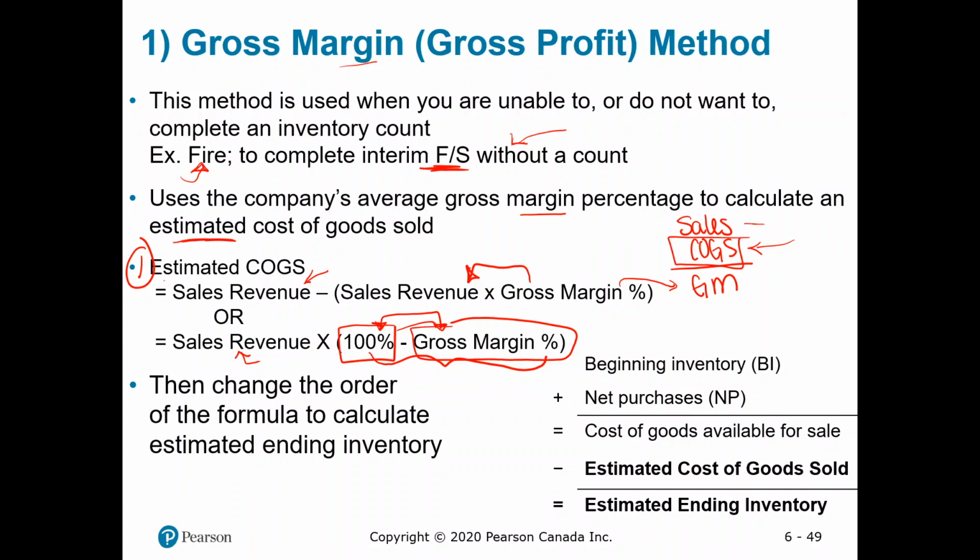So once you've done one of these methods, you then use it here, changing the order of our calculation for ending inventory. We're just swapping those from how they normally are when we are calculating cost of goods sold under the periodic. So we get to our cost of goods available for sale, subtract the estimated cost of goods sold that we calculated here, and then we get to this estimated ending inventory amount.